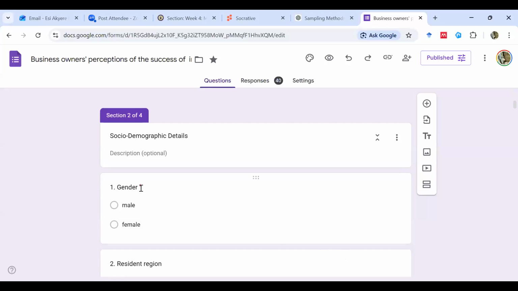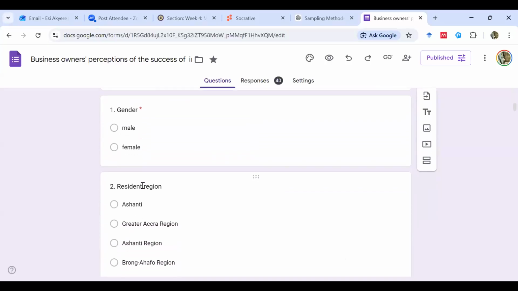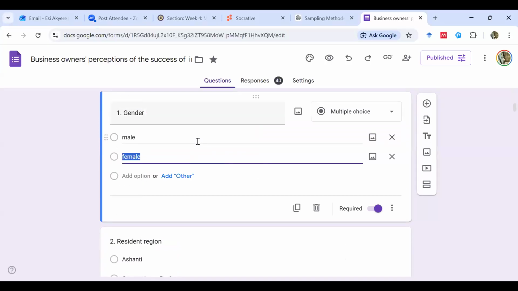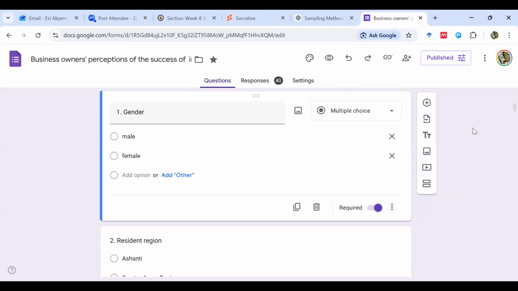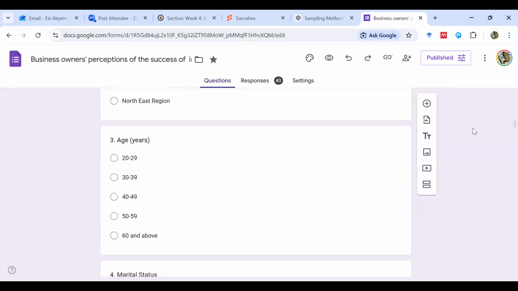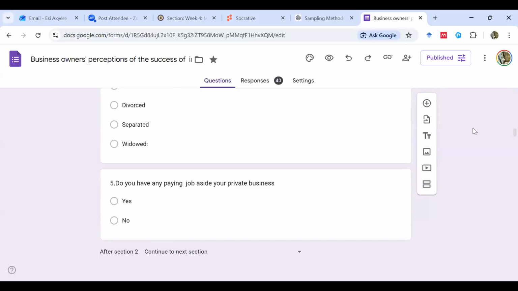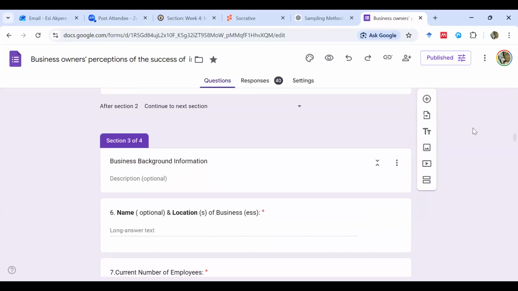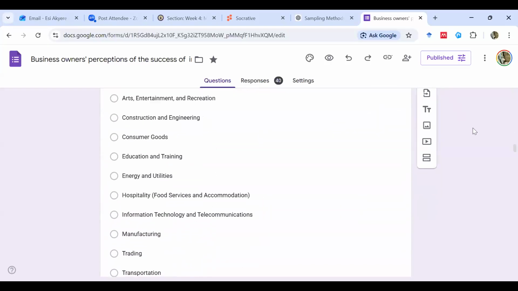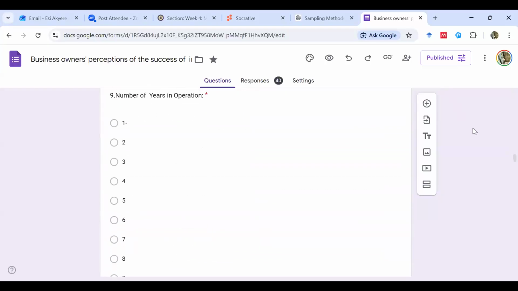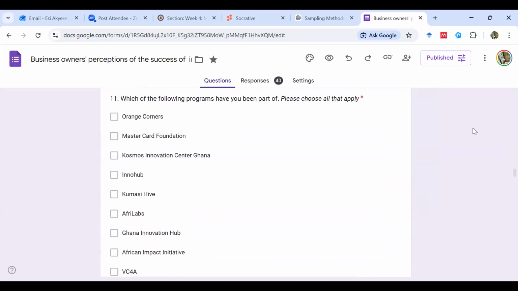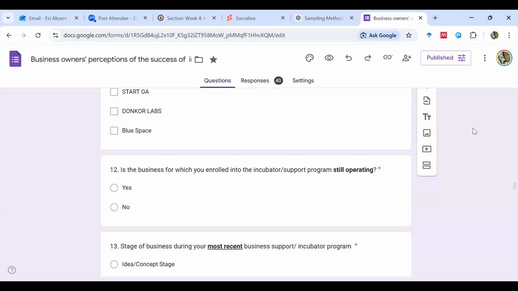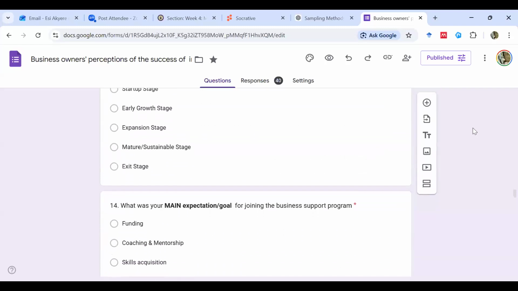So you can see when any question is starred, it is a required question. If it's not starred, it is not required. So all you need is a Google account to be able to access Google Forms to create your questionnaire. It's very easy to use. And as I said, use your specific objectives to determine what the questions should be.